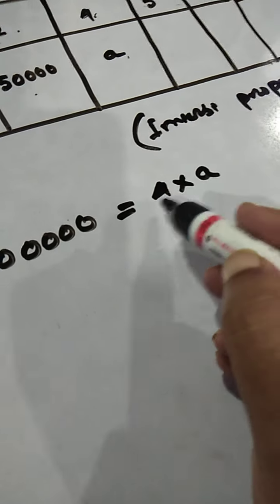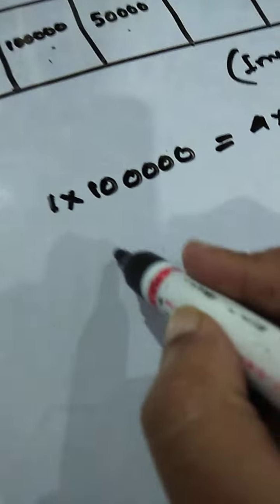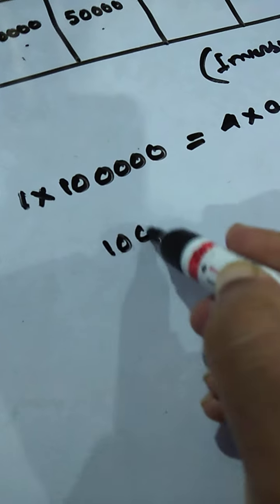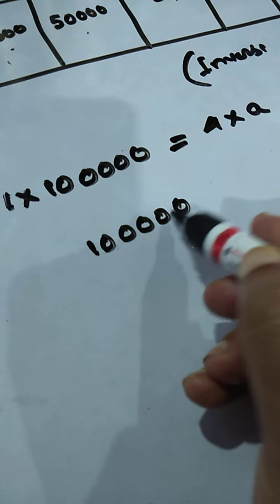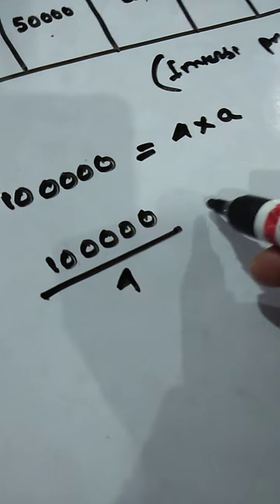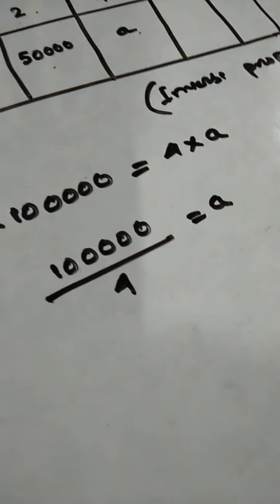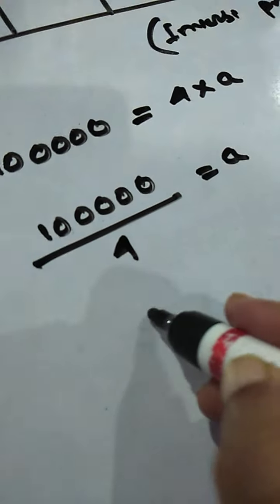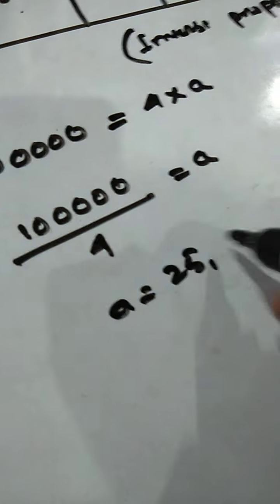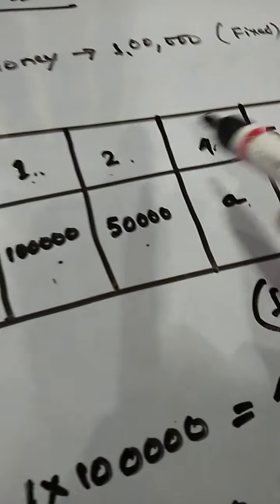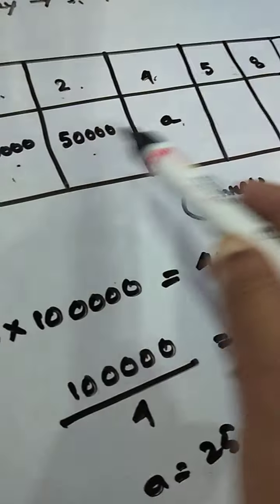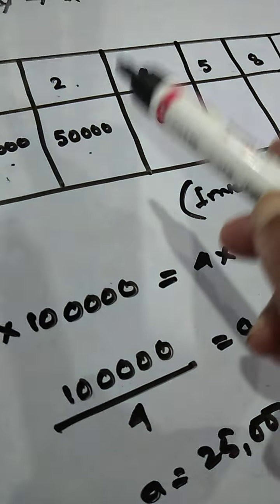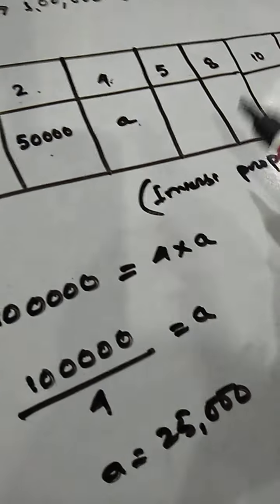Now because we have to get the value of A, we have to transpose this 4 to the left hand side. So 1 into 1 lakh is 1 lakh only, divided by 4. Now this will give you the answer, just guess, yes, 25,000. So the value of A would be 25,000. Now you see, with more winners, each will receive how much? Is it decreasing or increasing? It is decreasing. So this itself shows that it is inverse proportion.